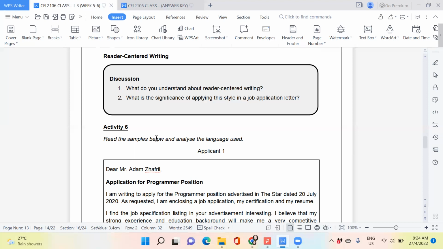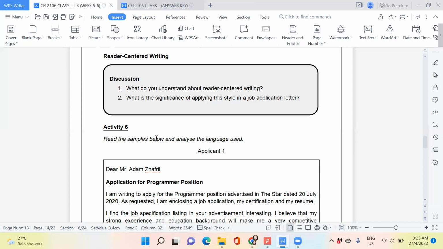Okay. Make it interesting. So when you do reader-centered writing, of course, not just reader-centered writing, for all of your writing, you have to make it interesting. Okay, you do not want to bore your readers. Bore tu maksudnya macam buat kamu punya readers ni bosan. Bosan means writing a lot of unrelated sentences, too many sentences that are beating around the bush.